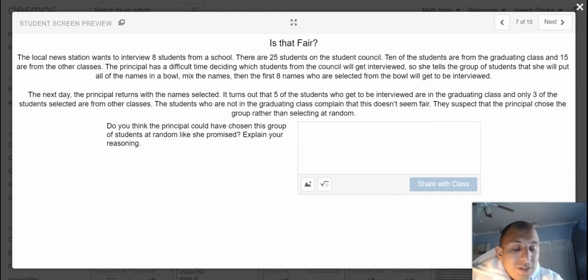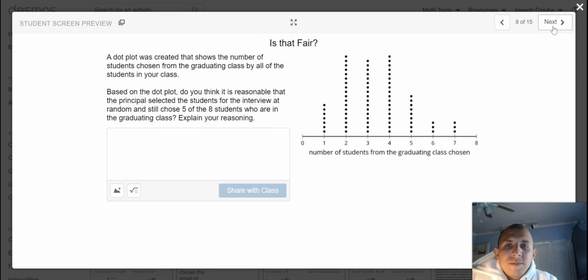Which brings us to our final activity, which is where we are going to focus on this concept of fairness. So I would pause the video now so you could read through these 2 paragraphs of text that are detailing a principal selecting 8 students from the school to interview. Do you think the principal could have chosen this group of students at random like she promised?